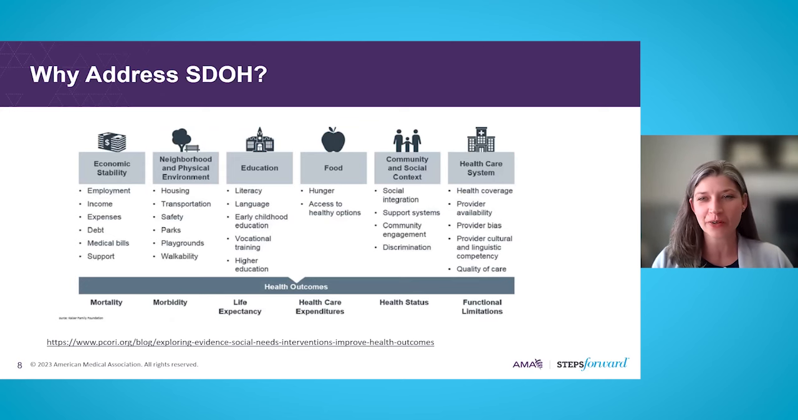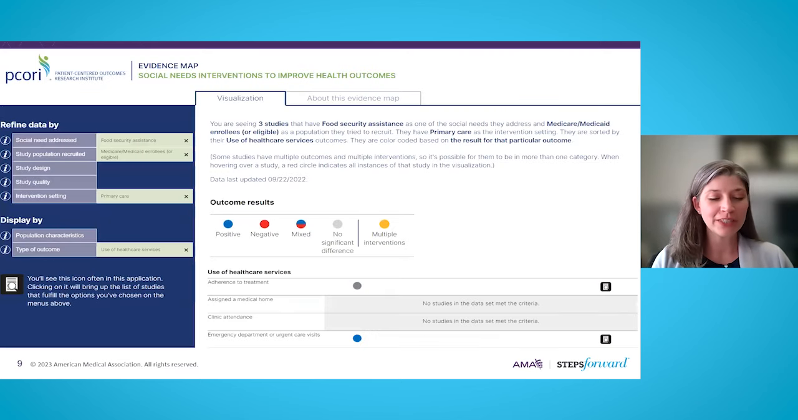So these are the various outcomes that are affected by social determinants of health. In the next slide, if you're interested in diving into the evidence, the Patient-Centered Outcomes Research Institute, aka PCORI, has an online evidence map which you can explore. You can choose the social need you would like to examine, the study population, the intervention setting, and the resulting outcomes. For example, this search shows that food security assistance in Medicare Medicaid enrollees has been shown to decrease emergency room and urgent care visits, but did not demonstrate improvement in medication adherence thus far.